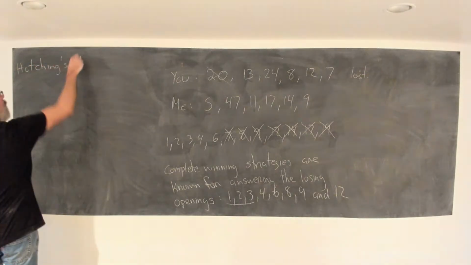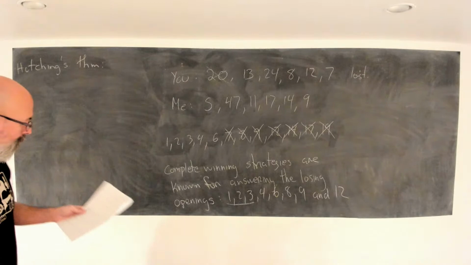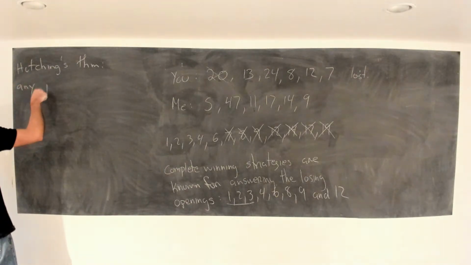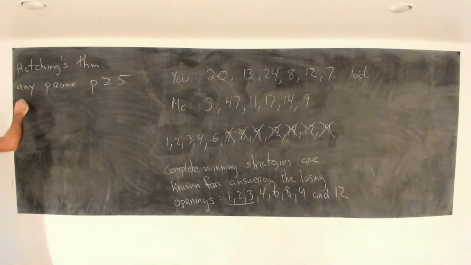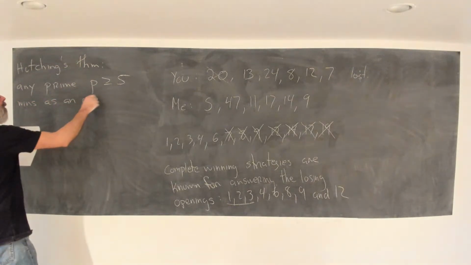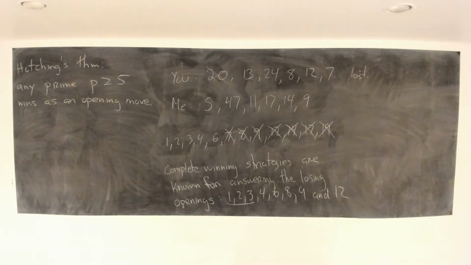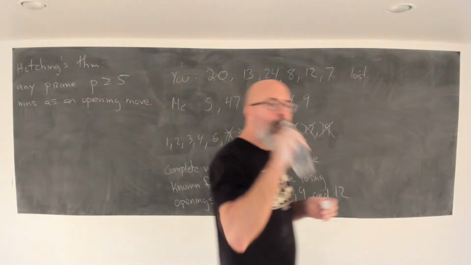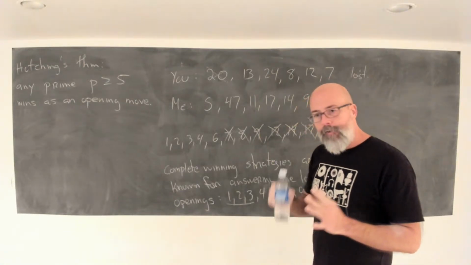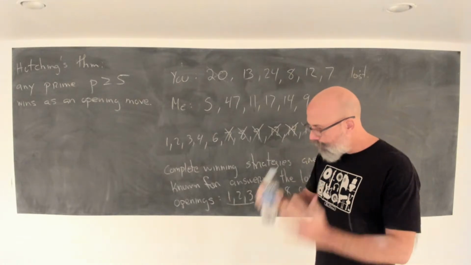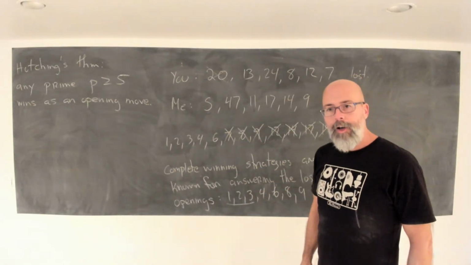But more importantly, Hutchings theorem. And that will answer why I was picking 7. Hutchings theorem: any prime greater than or equal to 5 wins as an opening move. What does that mean? That means that if you play optimally, if you play the best game you're supposed to play, by choosing a prime bigger than or equal to 5, you should win.